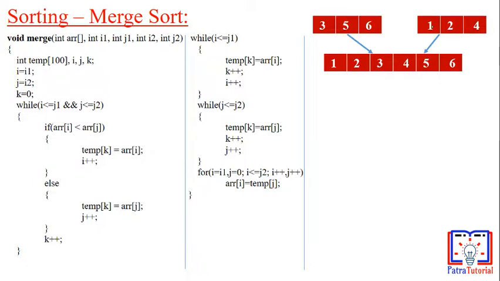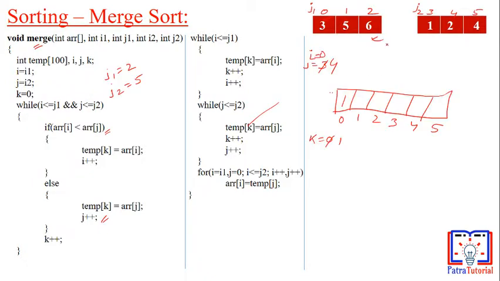Okay, and let me remove this one, and now again 3 will be compared with 2 because 2 is smaller, so 2 will be coming here, and let me erase this one. Then again 3 will be compared with 4, and 3 is the smaller one, so 3 will be coming here, and let me erase this one. Now 5 will be compared with 4. Now 4 is smaller, so let me erase this one and bring it here.